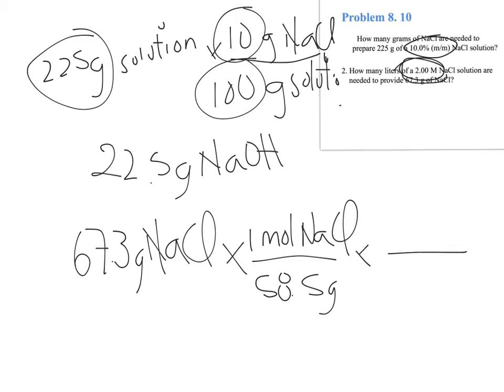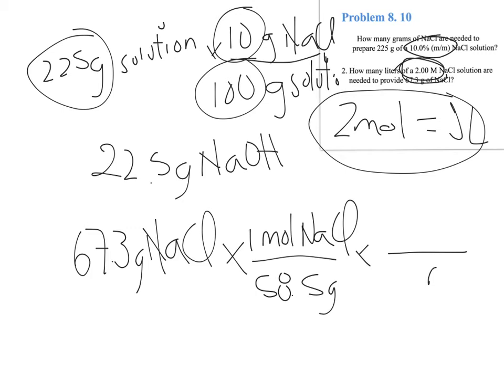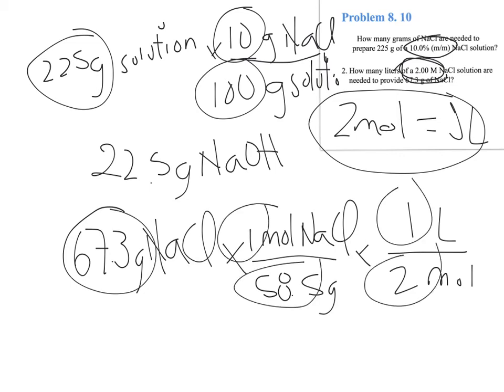2 molar means that we have 2 moles in 1 liter. So we're going to write this as a conversion factor, placing moles in the bottom, liters in the top. Now we do the calculations. This times 1 divided by this times 2. And the answer is 0.58 liters.